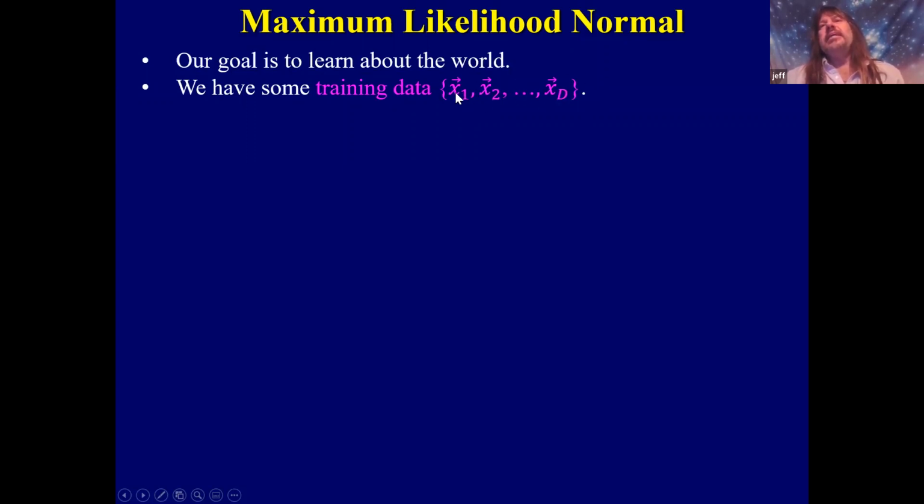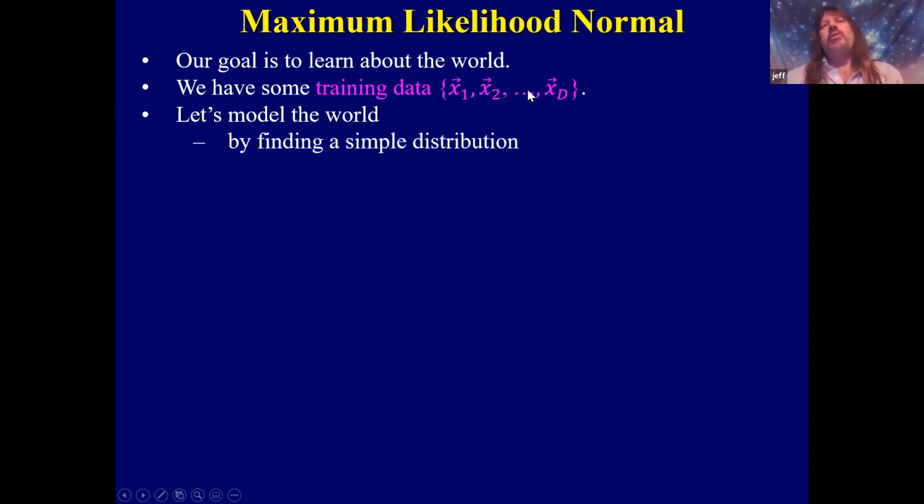Each of these is going to be a vector. It's a vector of a whole bunch of numbers, and this is a vector of a whole bunch of numbers. And we collect that data from somewhere. And now we're going to try to model the world based on this data, all we know about the world. And what do we mean by modeling the world? A model is a simple explanation of the world.